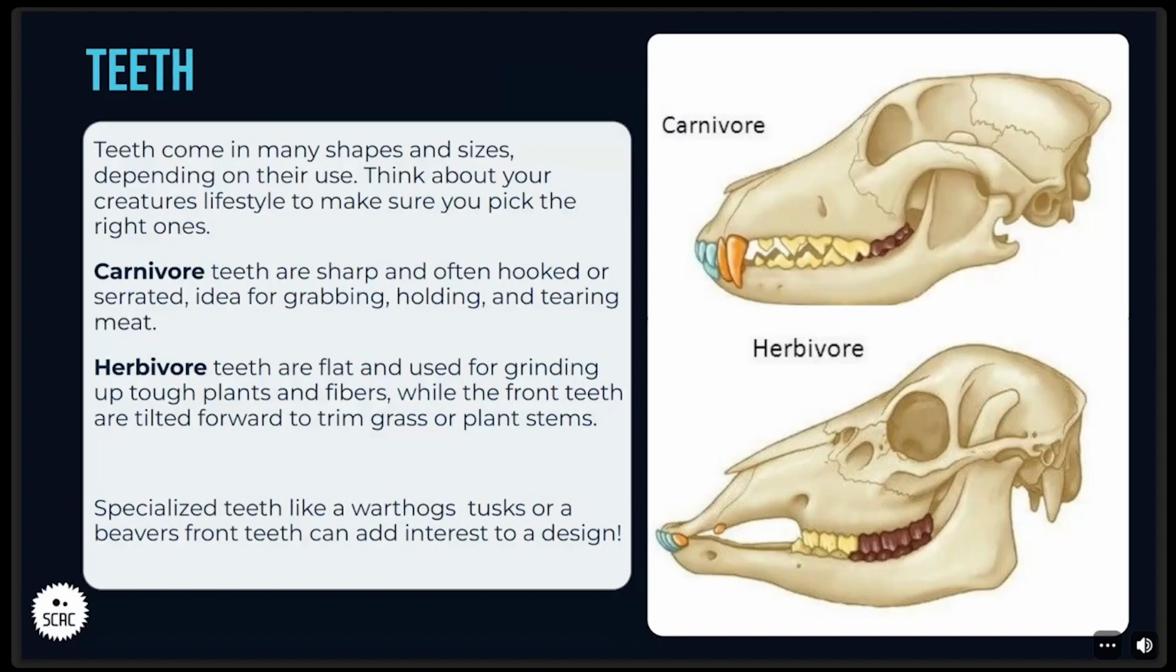Giving your creature some sort of specialized teeth, like a warthog tusk, a walrus tusk, any other tusk, a beaver's front teeth that it uses for gnawing through wood, right? That gives your creature storytelling. That helps you define its lifestyle visually.